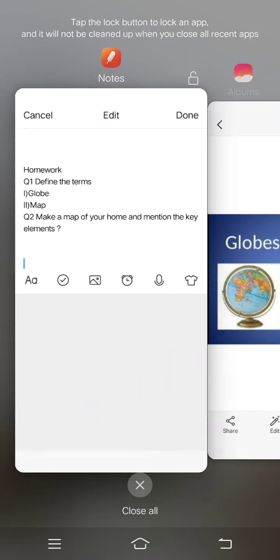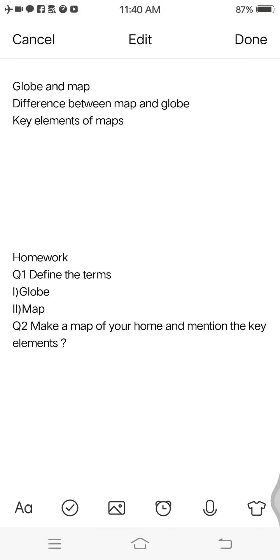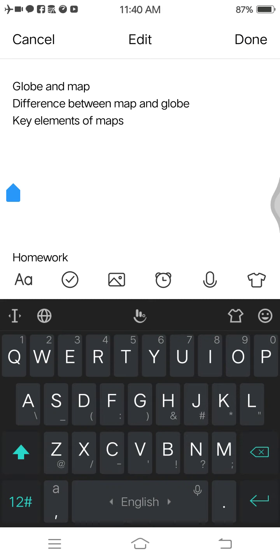Today, our topic is globes and maps. In today's lesson, we will learn about the major difference between a map and a globe. Then we will find out the importance of the key elements of a map. These we will discuss in this lecture.